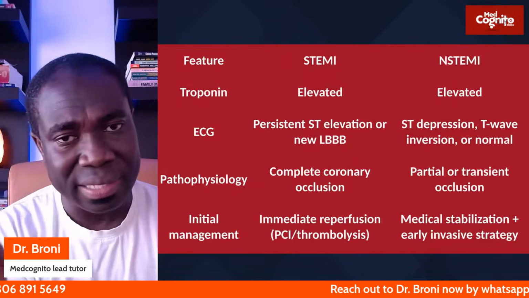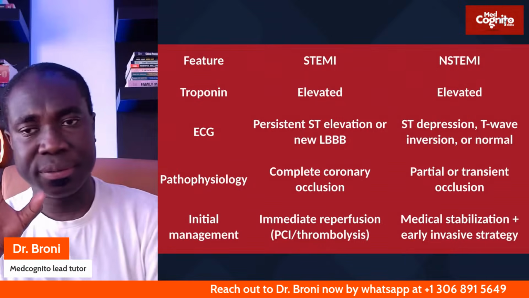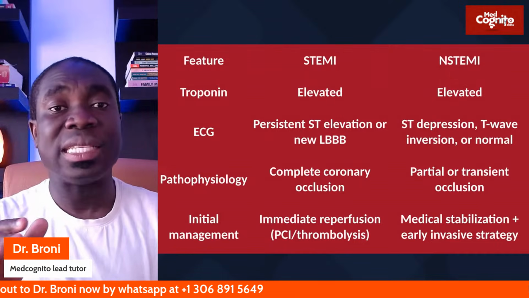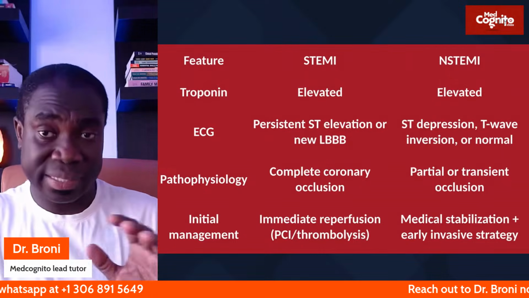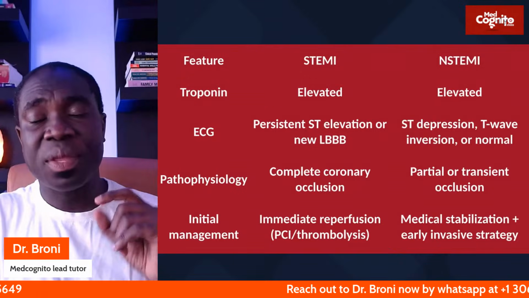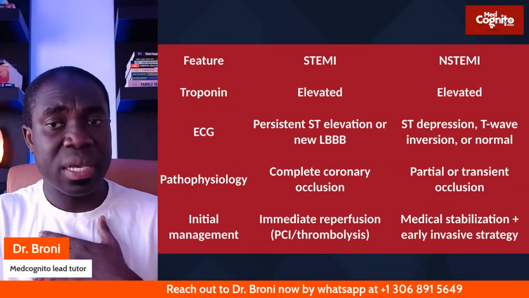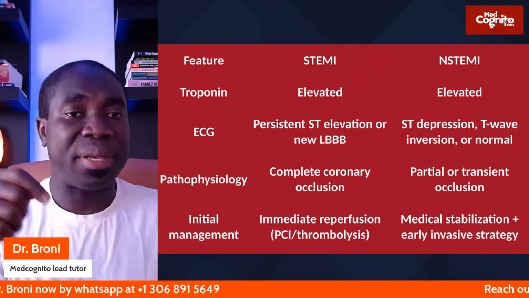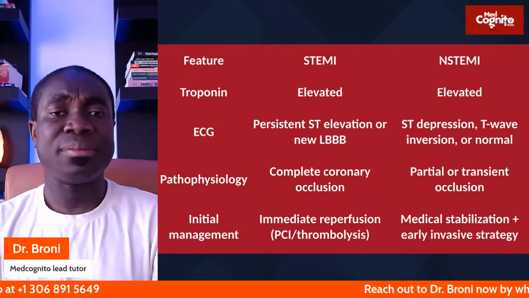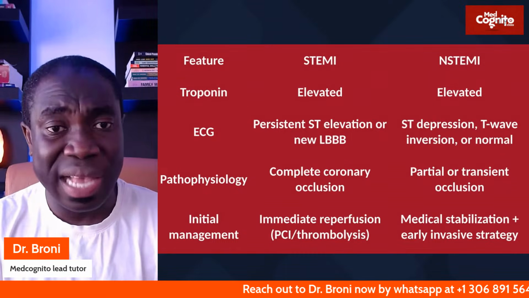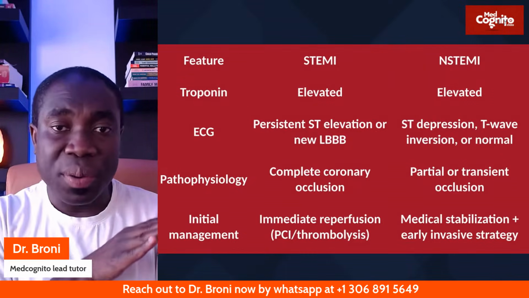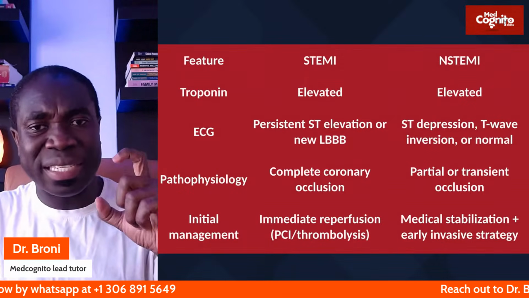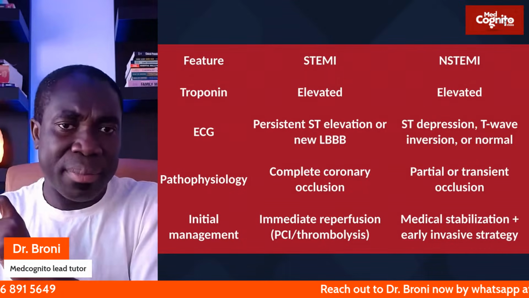In both STEMI and NSTEMI, troponin is elevated. And someone will say, oh, but Dr. Broni, troponin is not elevated right away. Yes. That is why in Canada and in medical practice, when a patient presents with chest pain and your initial troponin level is normal, based on the timing, don't just send the patient home. You may have to keep the patient and repeat the troponin level in 3 to 6 hours, because at times the troponin level may take time to rise. So number one, troponin level is elevated in both STEMI and NSTEMI.